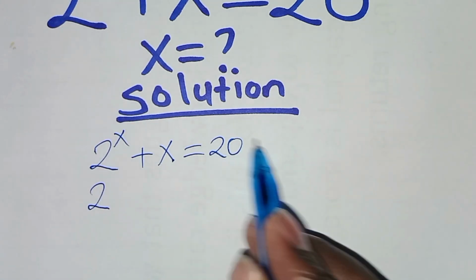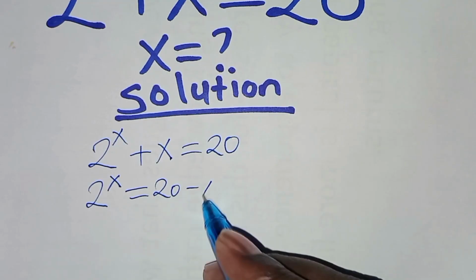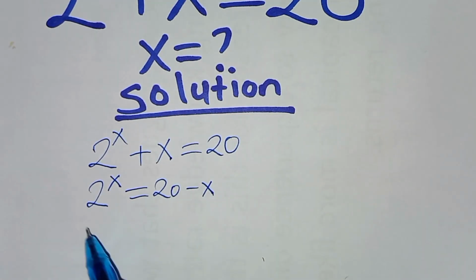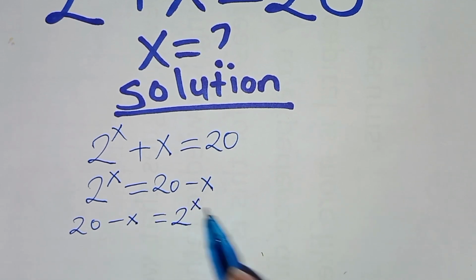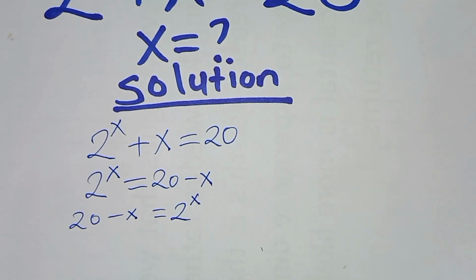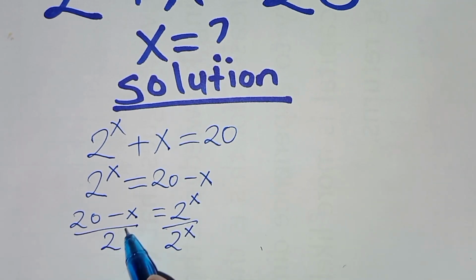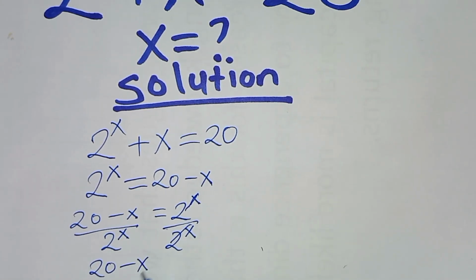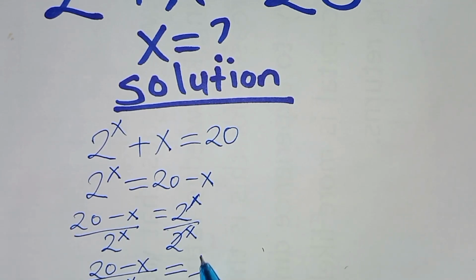let's take x on the right hand side. We will have 2 to the power x. This is equal to 20 subtract x, which we can also write as 20 subtract x. This is equal to 2 to the power x. So let's divide both sides by 2 to the power x. So now if you simplify here, we'll have 20 subtract x divided by 2 to the power x. This is equal to 1.